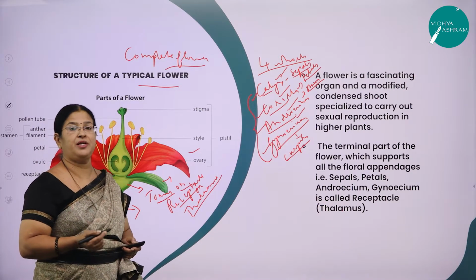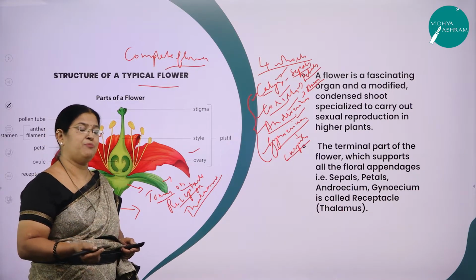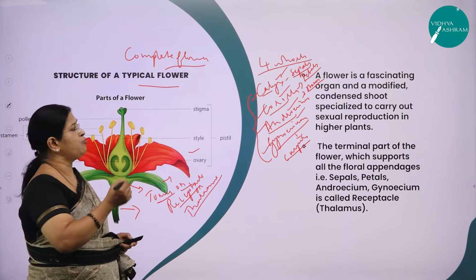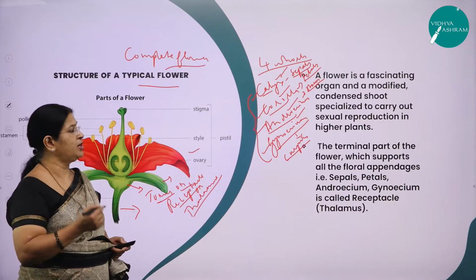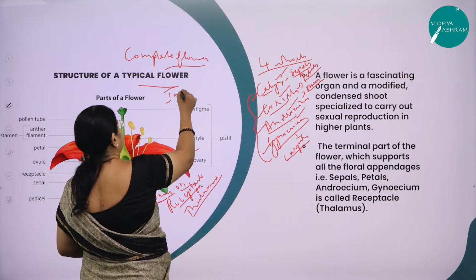Usually what is the example you are going to give for a complete flower? It is a bisexual flower. A bisexual flower will have both androecium and gynoecium, right? And suppose if any one whorl is missing, one whorl is not present, then it is called an incomplete flower.